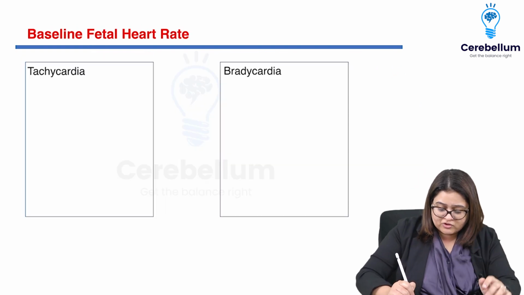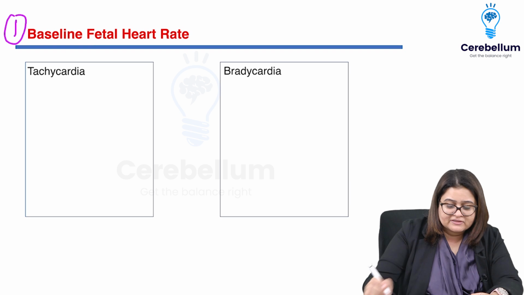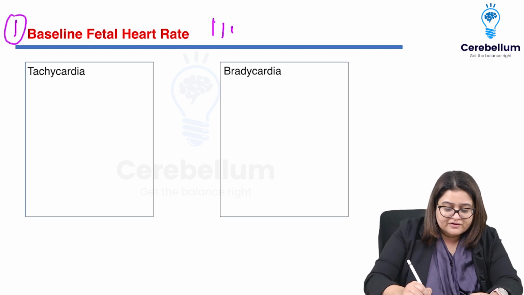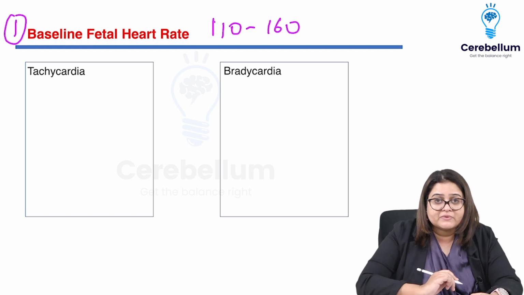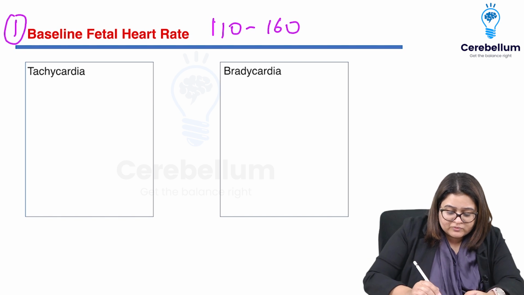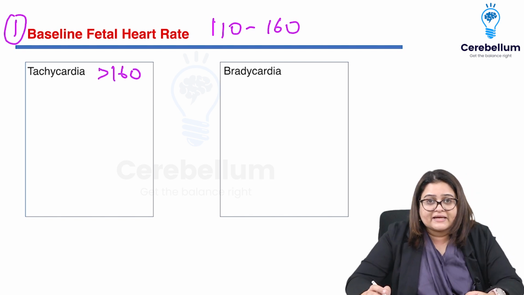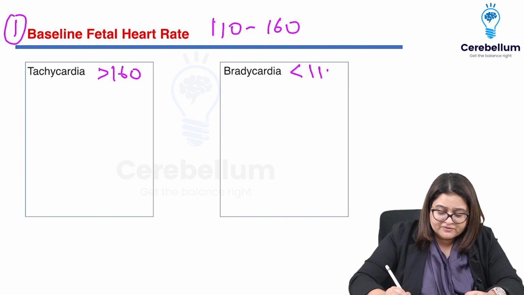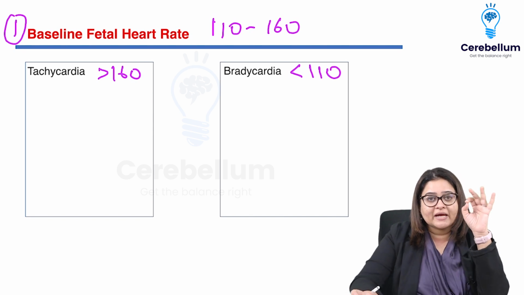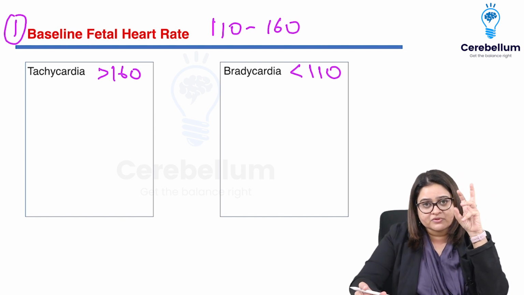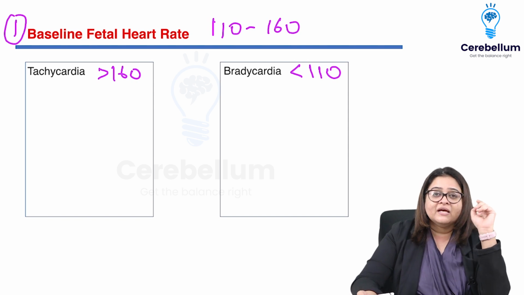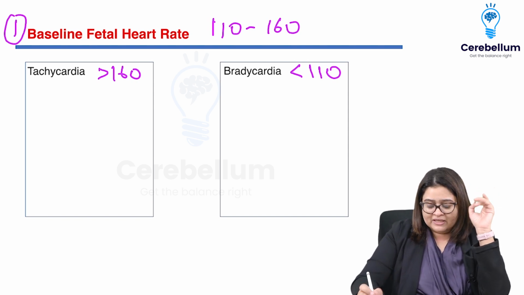Now coming to the first component, that is baseline fetal heart rate. Remember, I had said 110 to 160 beats per minute is normal. Anything more than 160 is called tachycardia. Anything less than 110 beats per minute is called bradycardia. So you should know some important reasons of fetal tachycardia and some important reasons of fetal bradycardia.